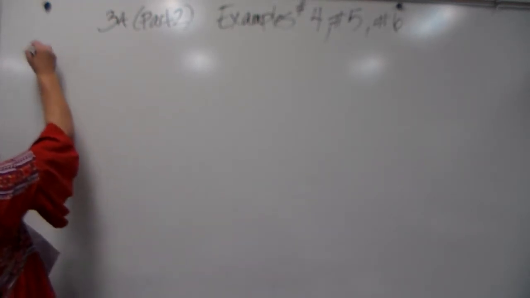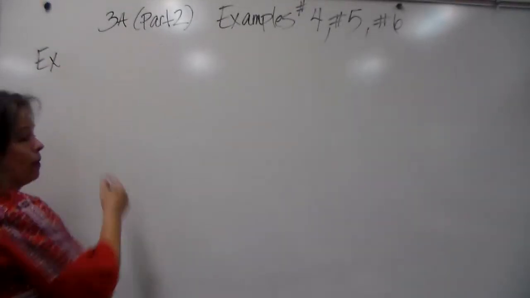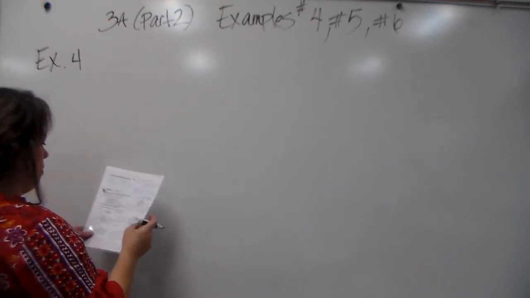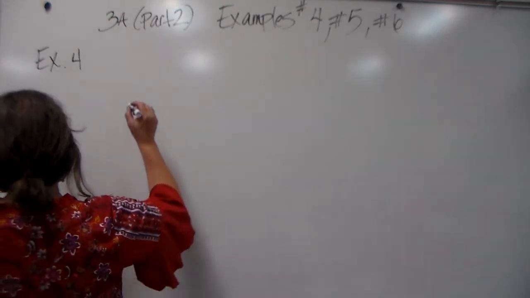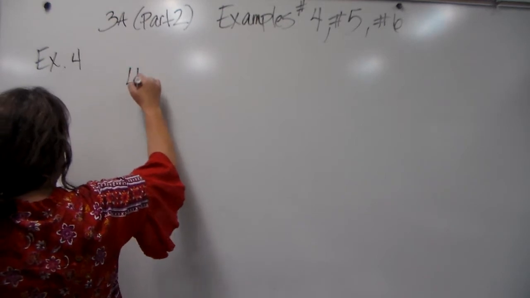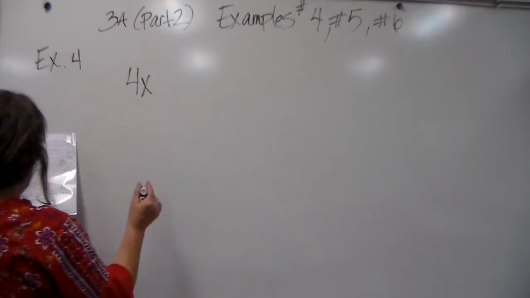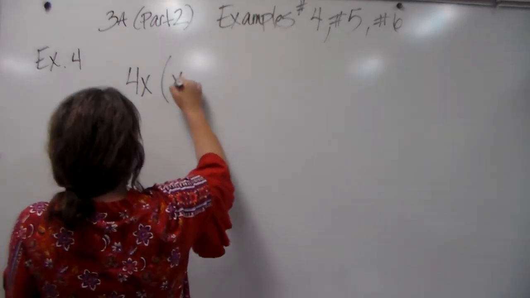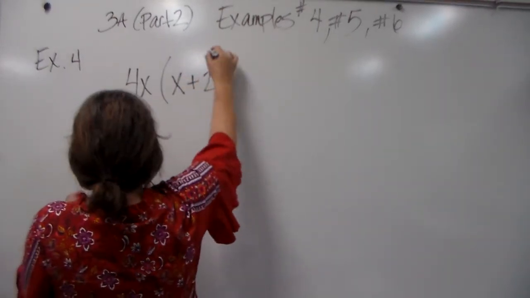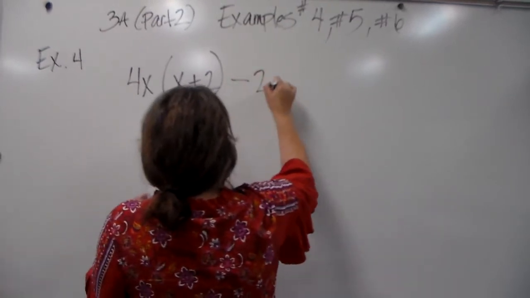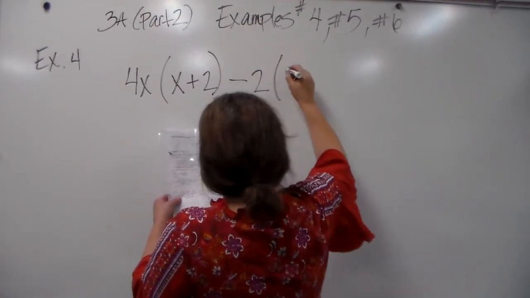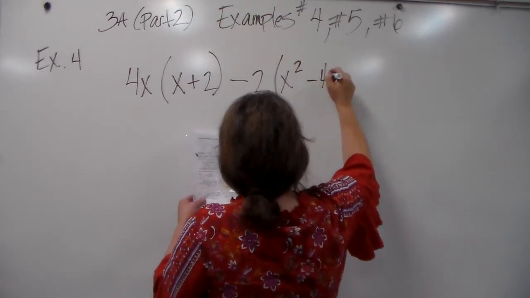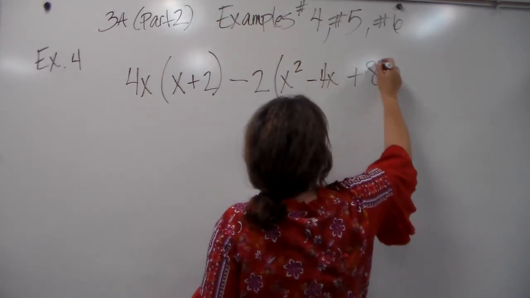So here's example number 4 for 3A part 2, multiplying polynomials. Example number 4 is kind of a different looking polynomial where we have 4x in front of a parenthesis x plus 2, okay? And then we have minus 2 in front of x squared minus 4x plus 8.